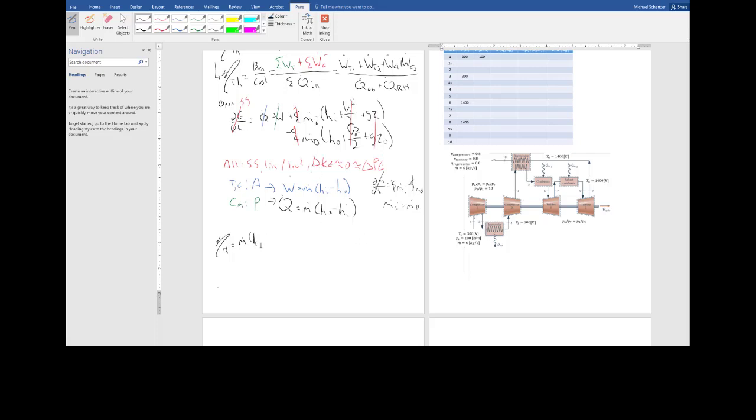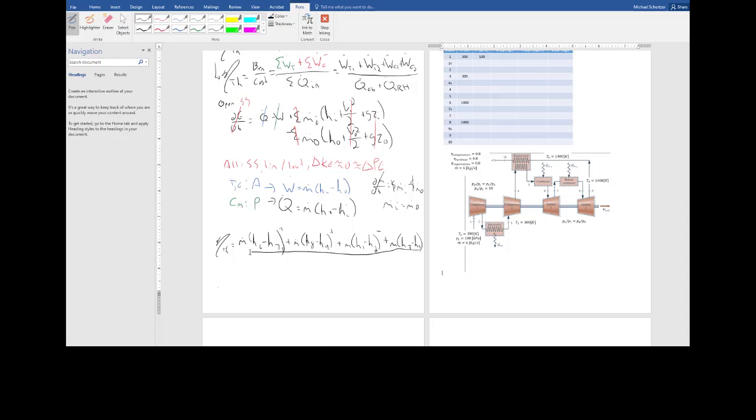So this is h6 in minus h7 out. Oops. Plus my second turbine, m dot times 8 to 9, h8 minus h9. Plus my first compressor, m dot h1 minus h2. I expect these first two to be positive and this one to be negative. My second compressor, m dot h3 minus h4.